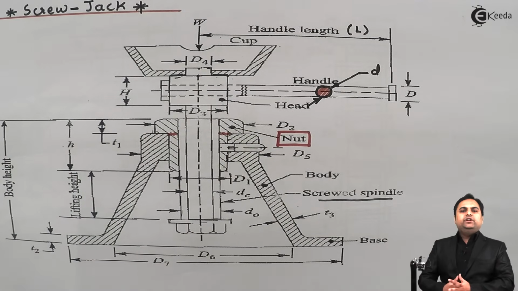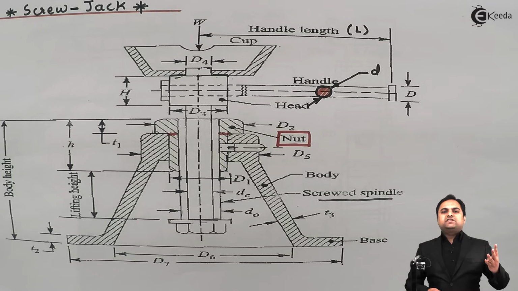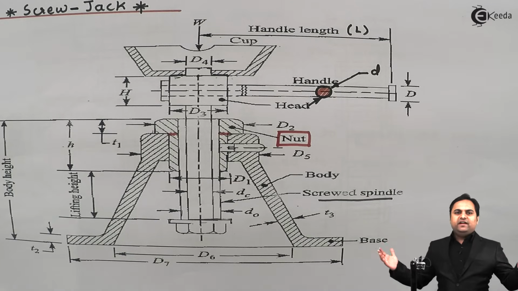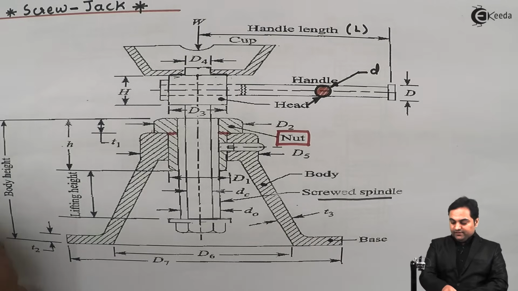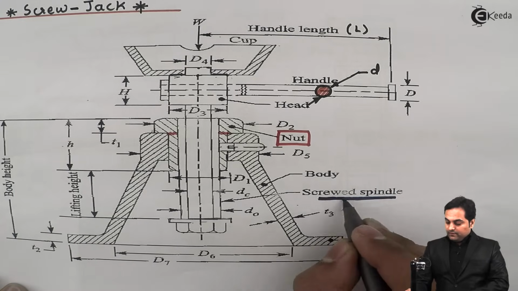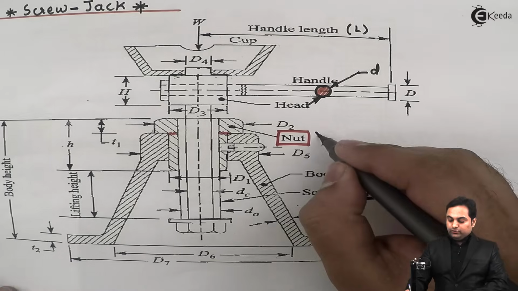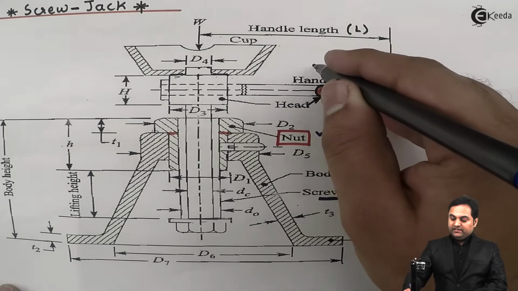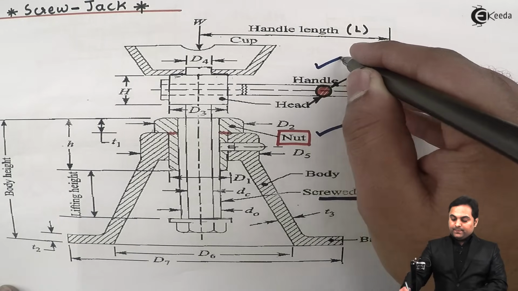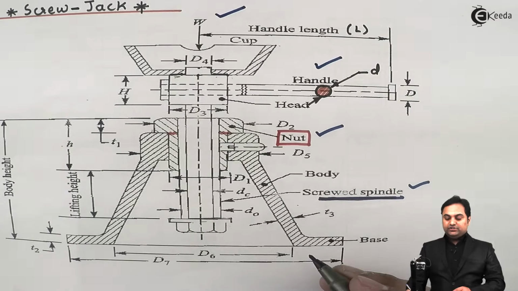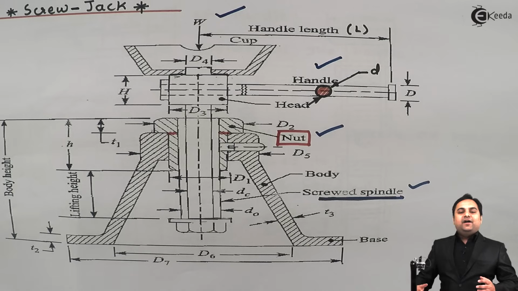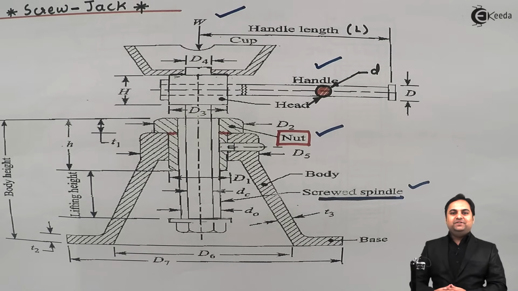So here in this video, in 4 simple steps, we have seen how to design a screw jack, starting with the screw spindle. Then we had gone onto the nut. After that, we had designed the handle, and at last we had designed the critical load which the screw jack can carry. I hope everything is understood in this video.